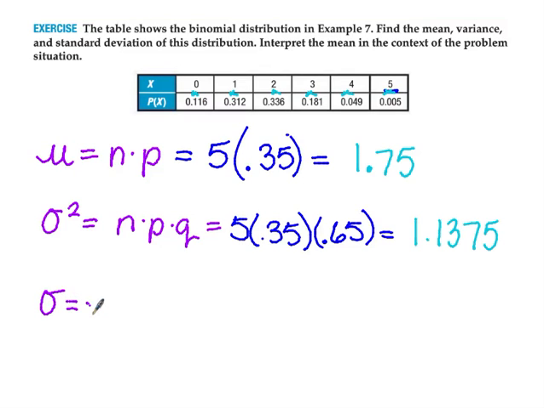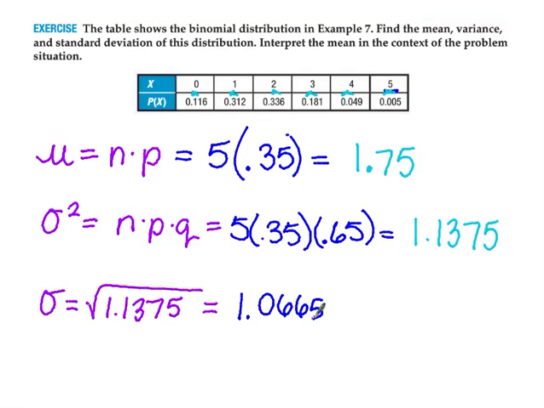And so last but not least, I need to find the standard deviation. The standard deviation is nothing more than the square root of the answer right above, 1.1375. If I take the square root of that, I get 1.0665. So there you go, that is the standard deviation. The mu is the mean, that's the variance, and then the standard deviation, because that's from the original problem in example 7.